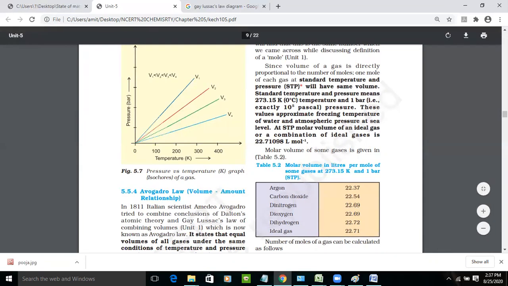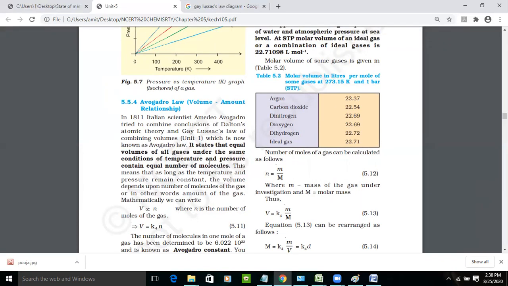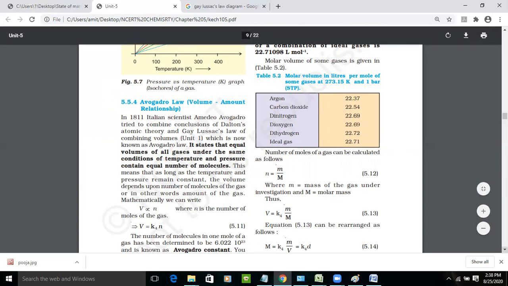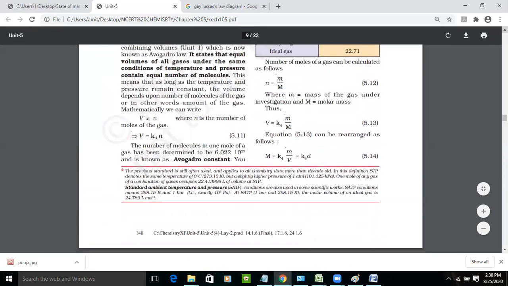Okay, so the next law is Avogadro's law, that is the volume and amount relationship. He explained the property of gas by considering Dalton's atomic theory and Gay-Lussac's law. He combined both laws and stated a new idea, that equal volumes of all gases under the same conditions of temperature and pressure contain an equal number of molecules. Means if pressure and temperature are constant, then volume is directly proportional to the number of moles. If the number of moles is high, then volume is high. If the number of moles is less, then volume is less. Got it? So it will directly affect it.